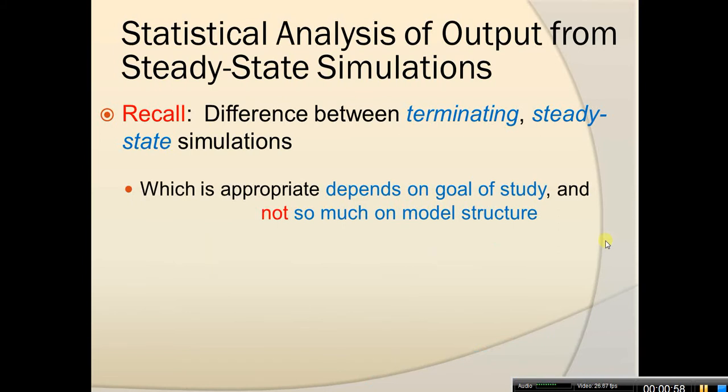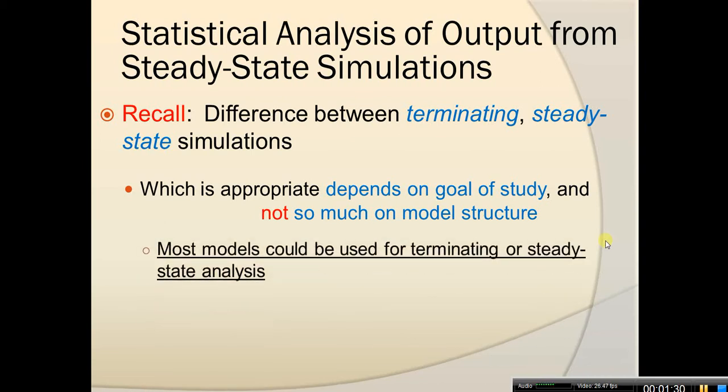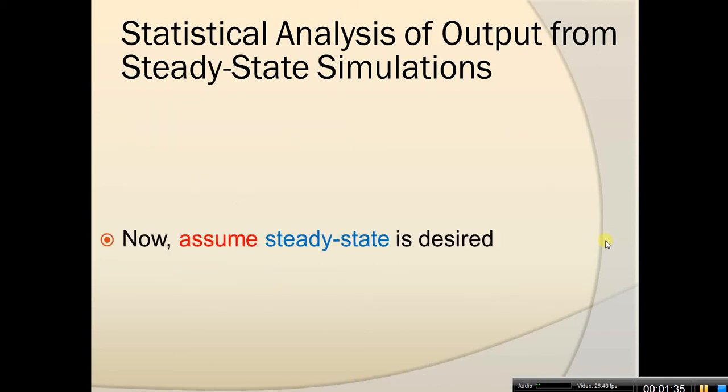deciding which is appropriate basically depends on the goal of the study and not so much on the model structure. So we would choose terminating if we wanted to learn more about the behavior of the system on a certain time interval, and we would choose steady state if we wanted to learn more about the behavior of the system in a run that goes forever, or in the long run kind of situation. So most models could be used for terminating or steady-state analysis.